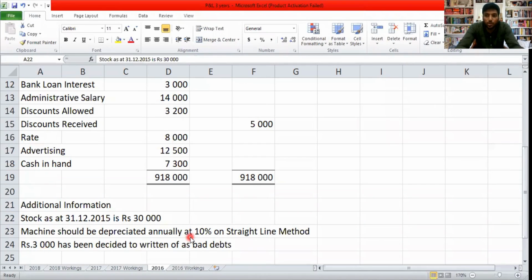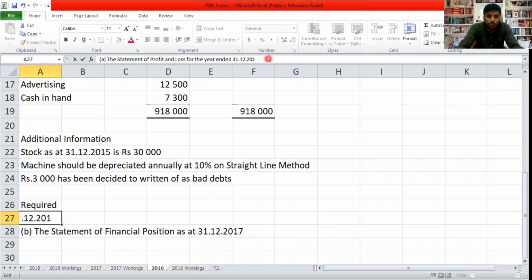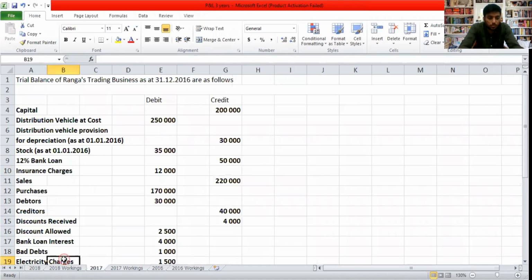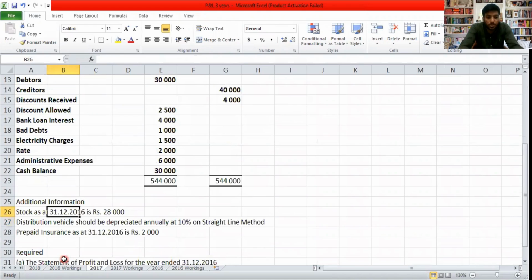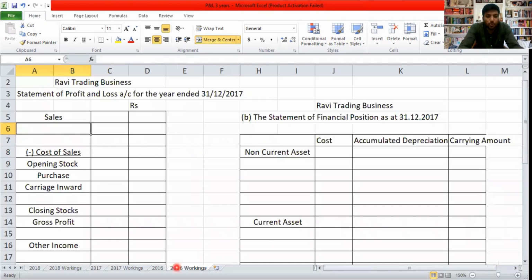Machine should be depreciated annually at 10% on straight line method. 3,000 has been decided to be written off as bad debt. So you have statement of profit and loss account for the year ended 31st 12 2015, and again statement of financial position for the year 2015. So I think we did the same. Statement of financial position, this is correct. So now we'll move on to the sum.